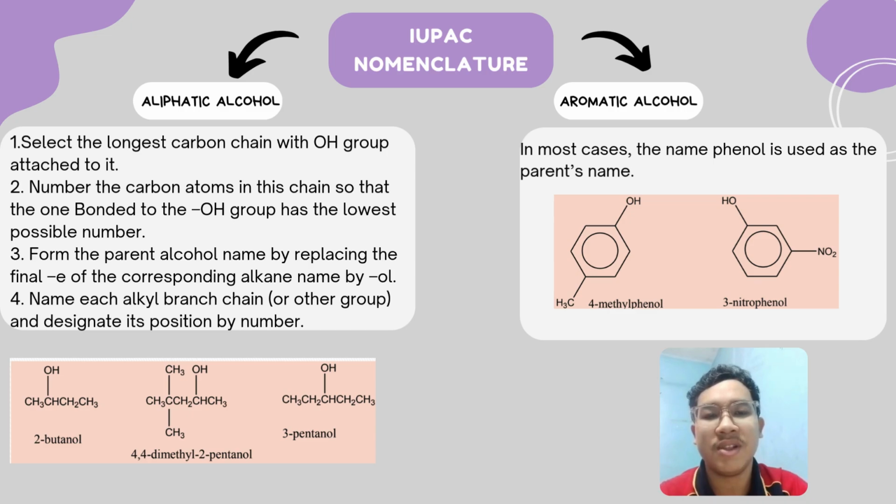the lowest possible number. Third, we form the parent alcohol name by replacing the final A of the corresponding alkane name with OL. And lastly, we name each alkyl branch or other group and designate its position by a number. And for aromatic alcohol, in most cases, the name phenyl is used as the parent name.